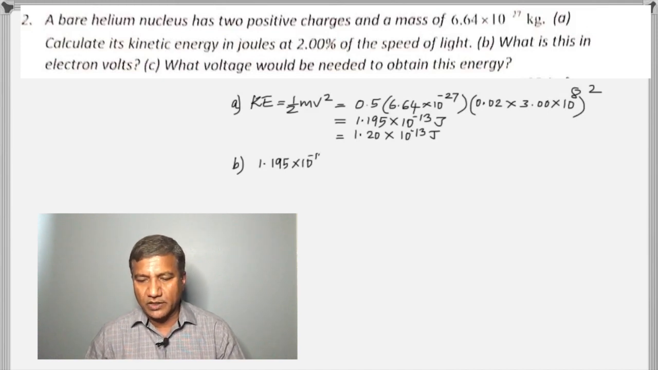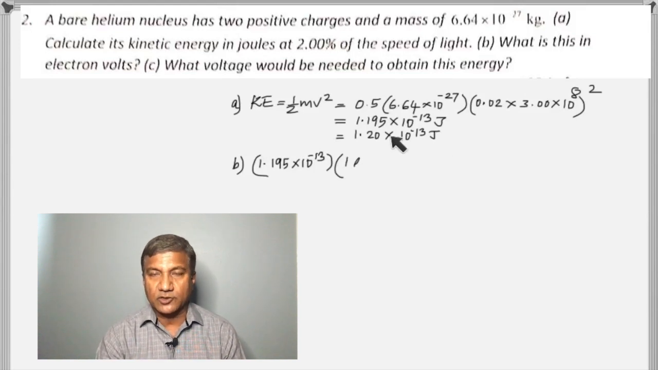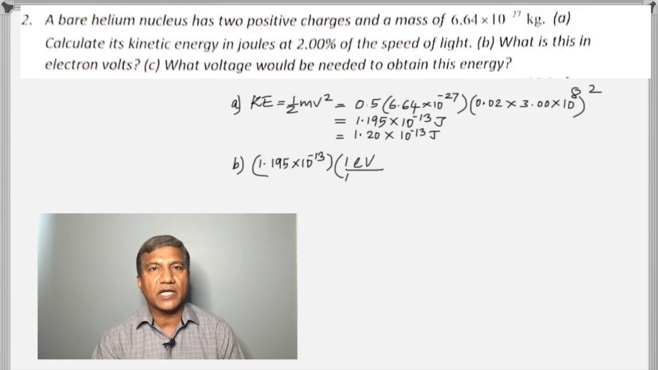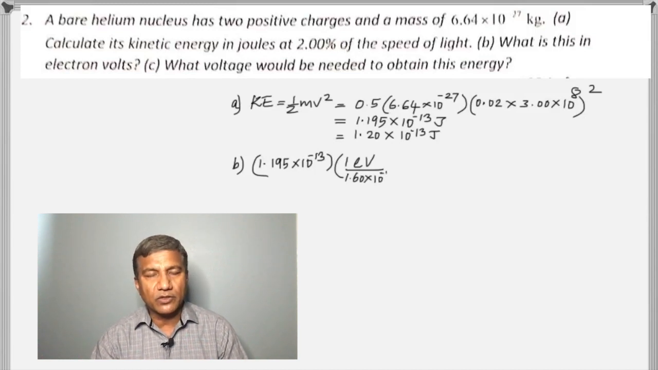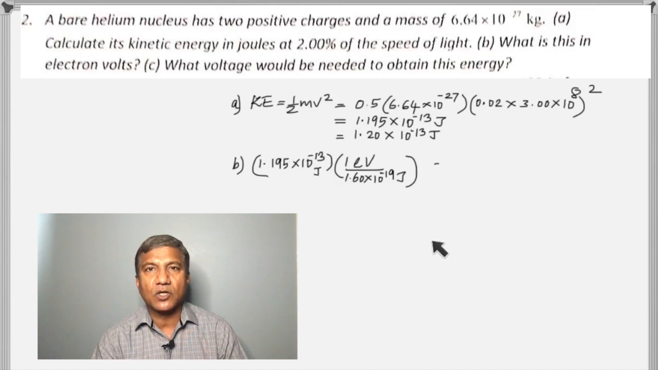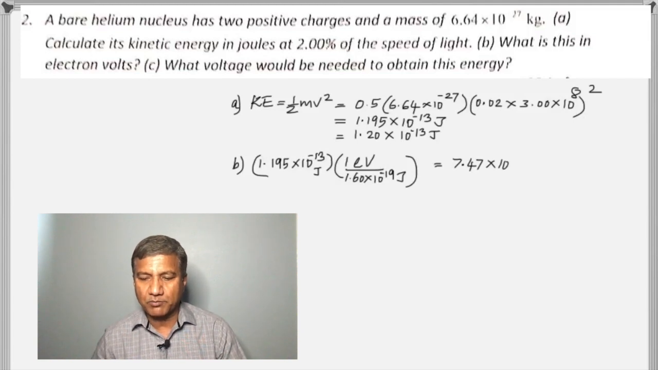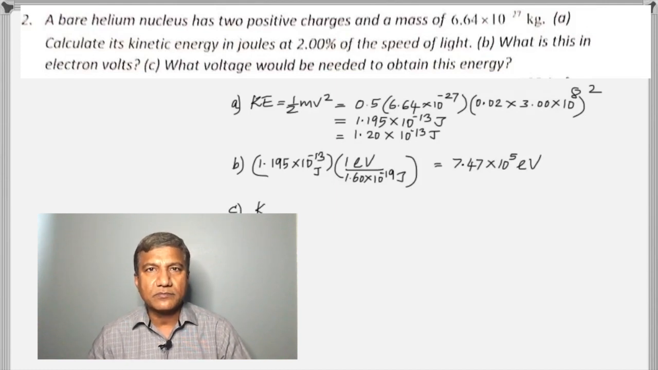And now we got to change it into electron volts. So I'm taking the actual number, which is 1.195 times 10 to the negative 13. And then we know that 1 electron volt is 1.60 times 10 to the negative 19 joules. So when you do that, you get 7.47 times 10 to the 5 electron volt.